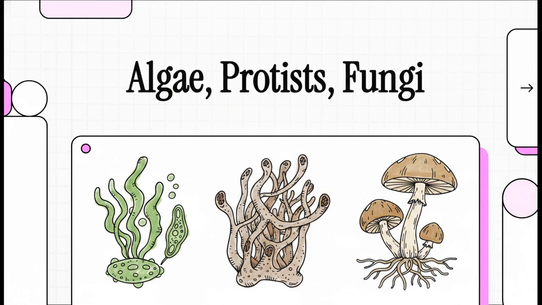In this explainer, we're going to crack the biological code separating three incredibly important, yet honestly commonly confused groups of organisms. If you've ever looked at a green pond or a damp forest floor and wondered what exactly you were looking at, well, you are definitely in the right place.